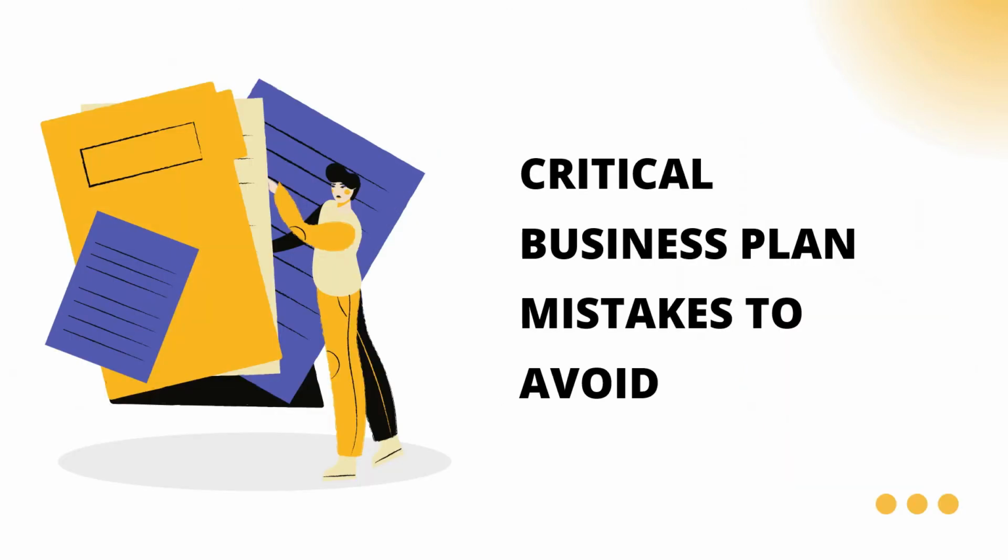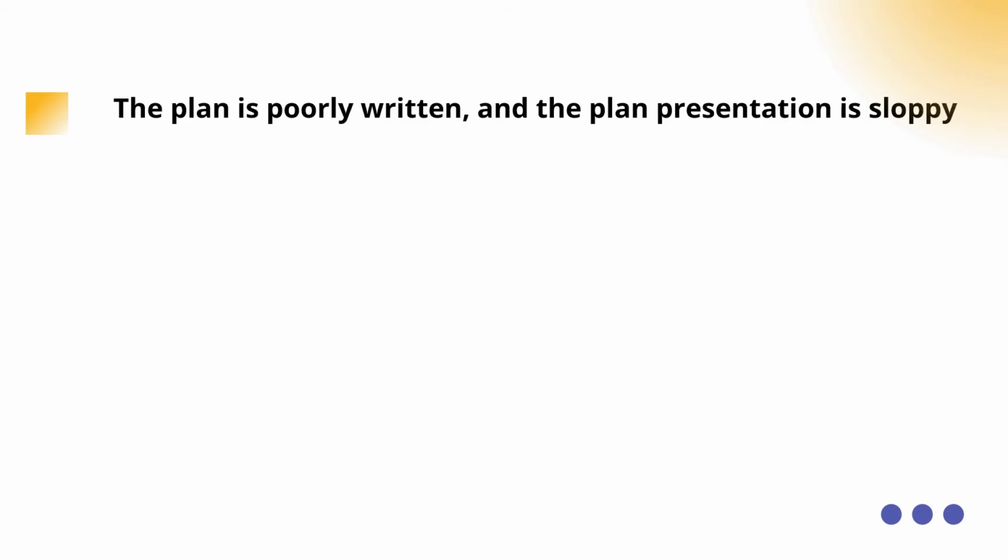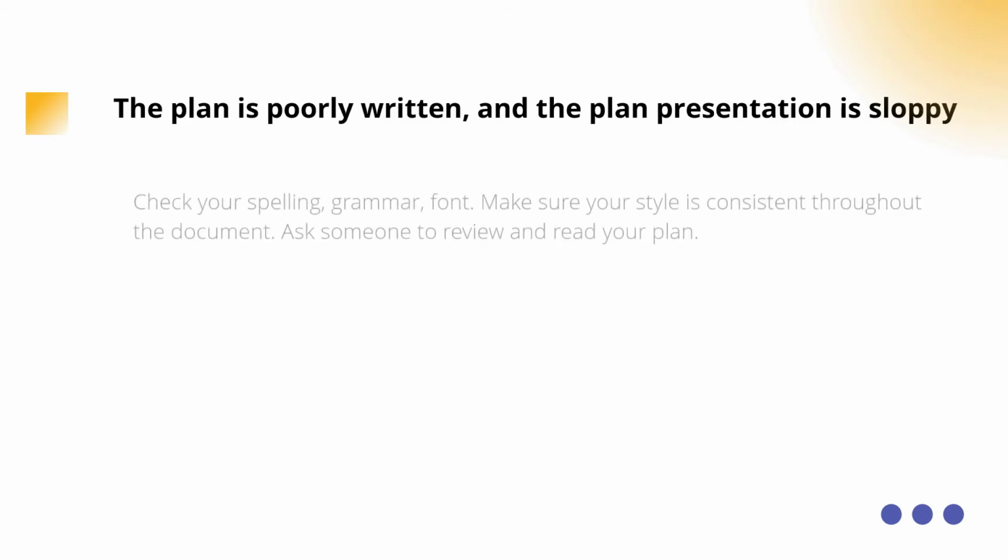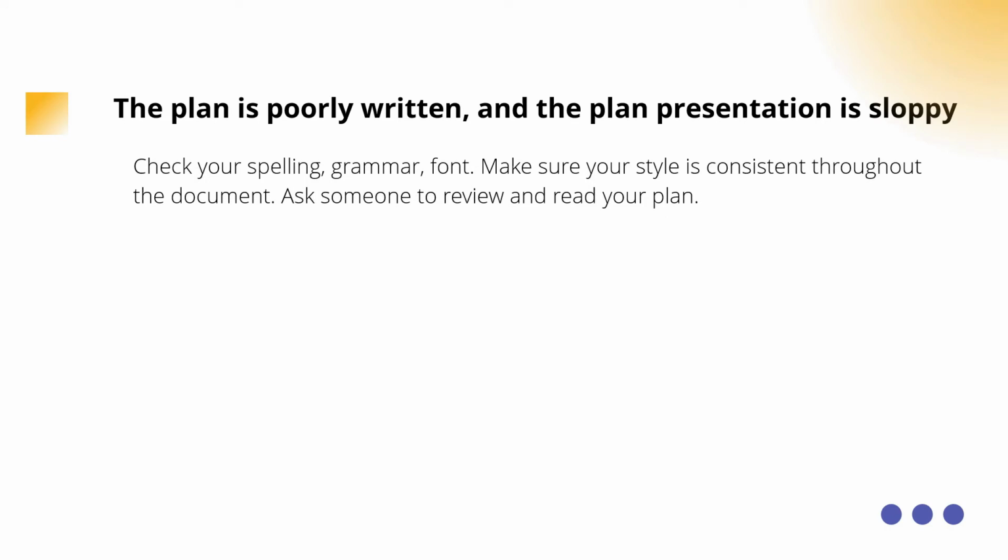Let's talk about the easiest business plan mistakes first. The first one is that the plan is poorly written and the presentation is really sloppy. The best way to tackle this mistake is to check your spelling, grammar, font, and every piece of that presentation needs to be close to perfection, because you really want to give the reader the impression that you know what you are doing and you know your business very well and you are organized.